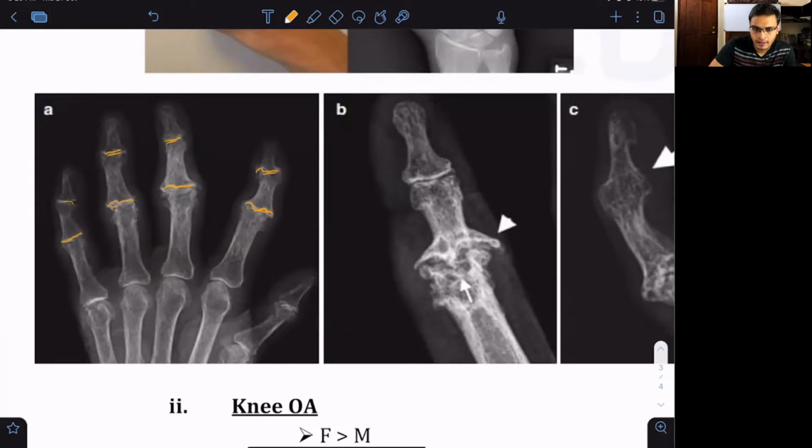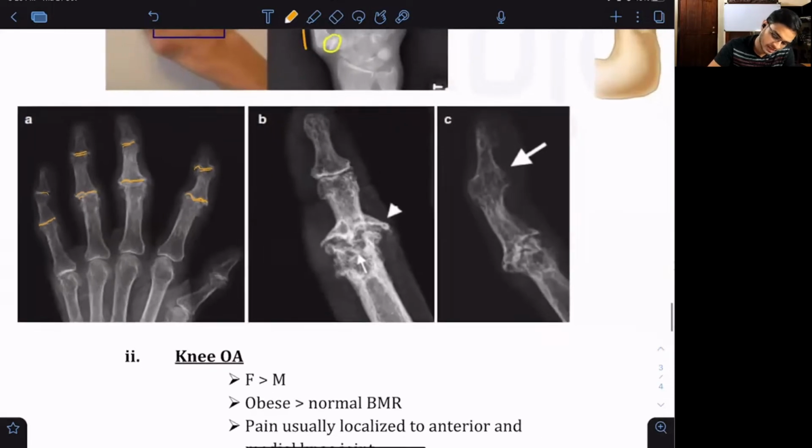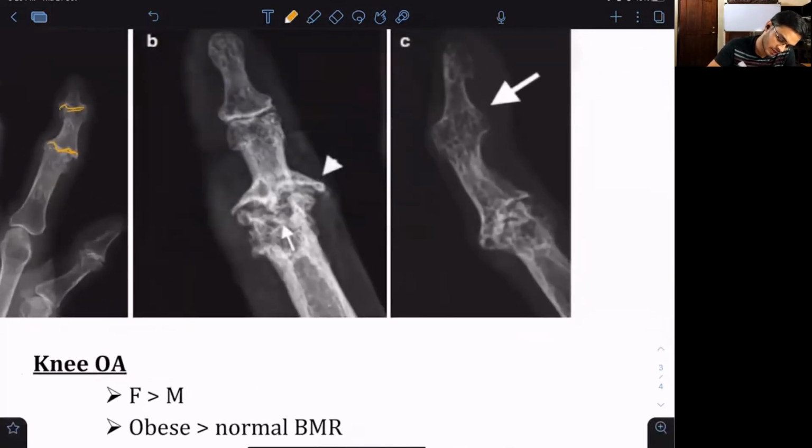The next thing I want you all to appreciate is here. Look at this. Severe joint erosion, severe bone erosion. This is bone erosion, guys. Erosive changes to the bone. This is seen here as well. Erosive changes.